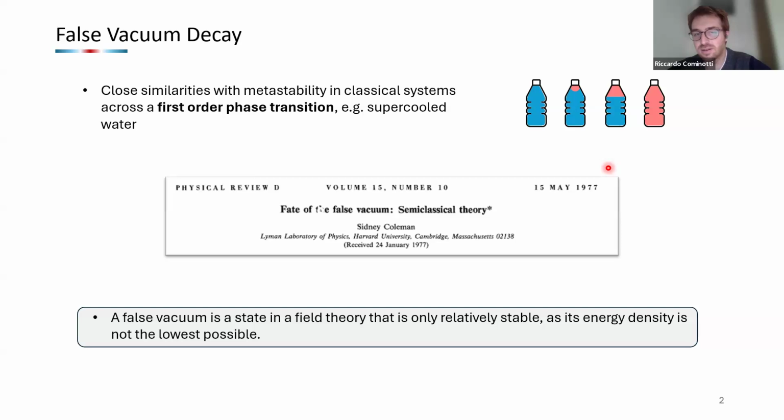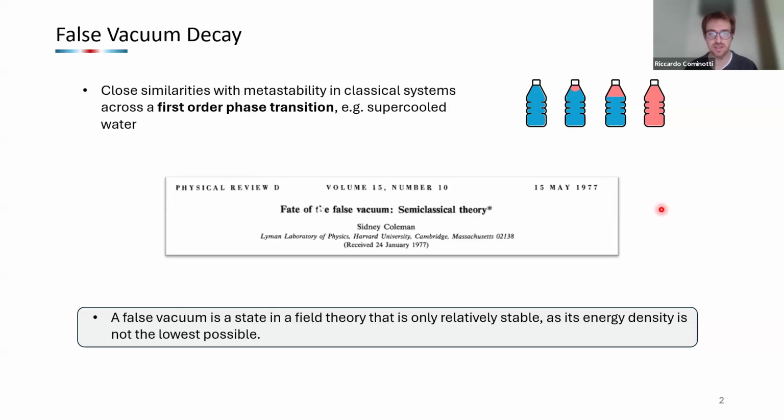decay began after the seminal paper by Sidney Coleman, who introduced the idea and developed the first quantitative theory, which aims at giving an estimation of the decay rate involved in the process. So how much time does a forced vacuum take to decay?